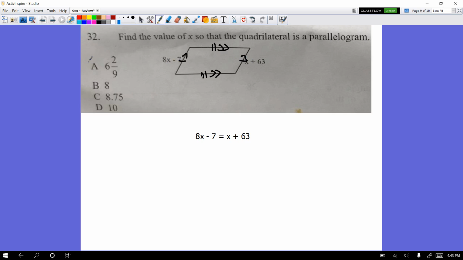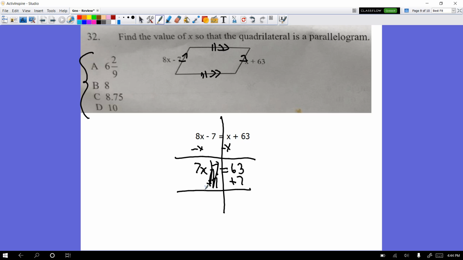Since you were given the answers, you could just substitute these answers into these little expressions and find out which one makes them equal. Or you could just solve a multi-step equation. Start with the smallest variable, minus x: 7x minus 7 equals 63. Okay, 2-step equation, plus 7: 7x equals 70, divide, 1-step equation, x equals 10. Hey, boom, there it is.